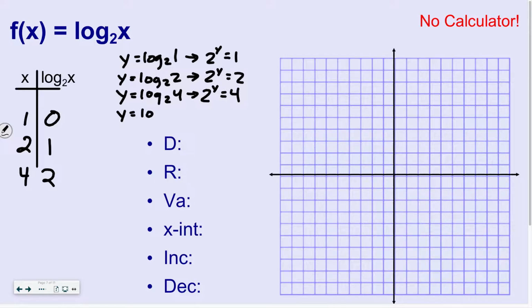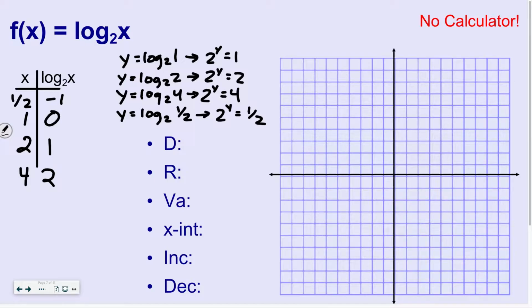Y equals the log base 2 of 1/2. If I wanted more points, and you don't have to do this for all of them, okay? But if I put in 1/2 for x, then aren't we asking the question 2 to what exponent equals 1/2? And you guys would tell me -1.